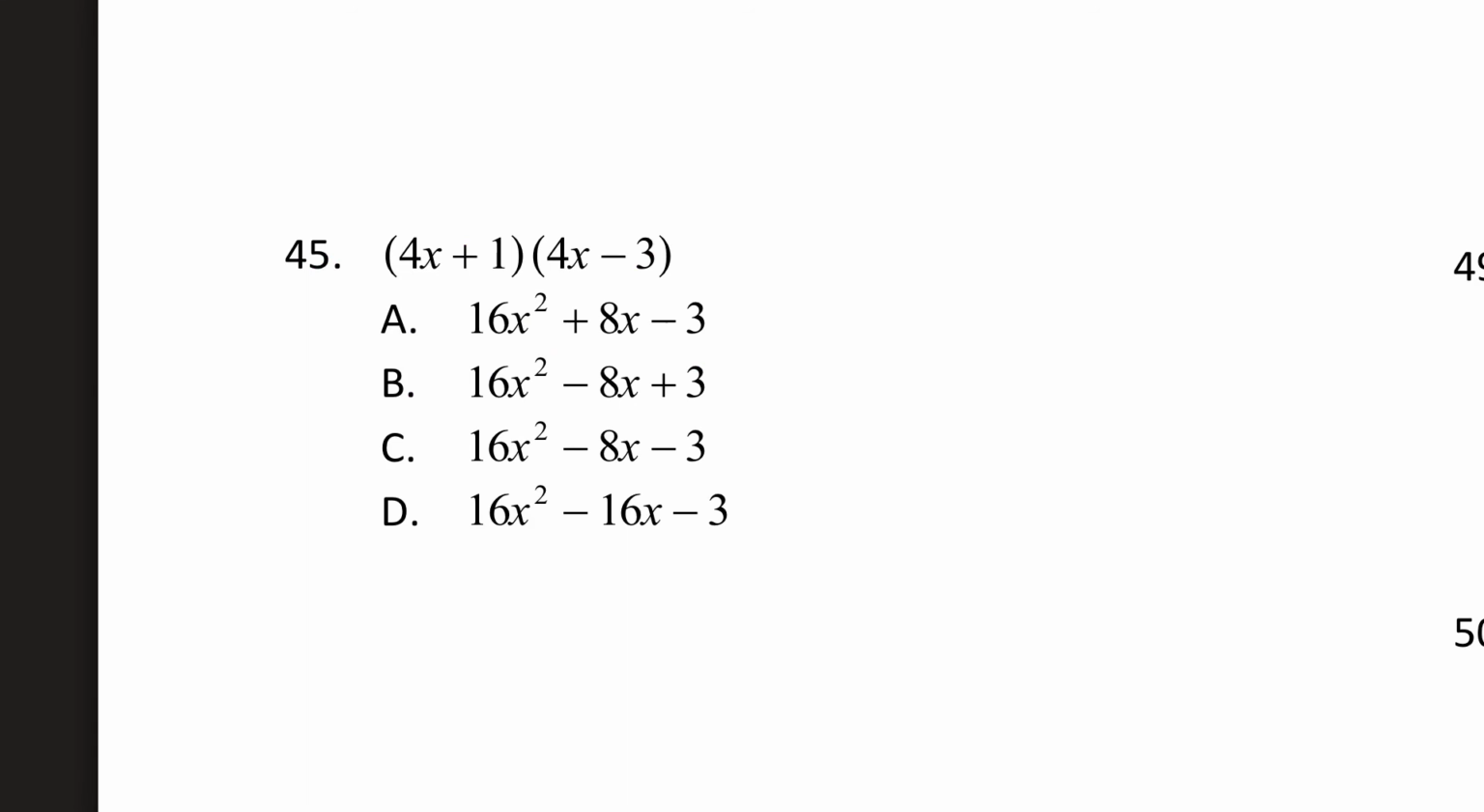Now we're multiplying another binomial. So I will take 4x plus 1 and multiply 4x times 4x minus 3 plus 1 times 4x minus 3.